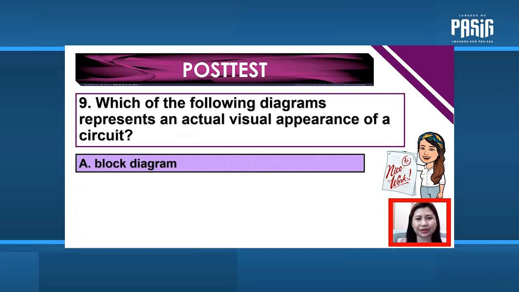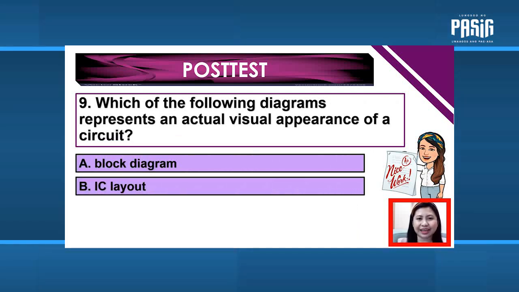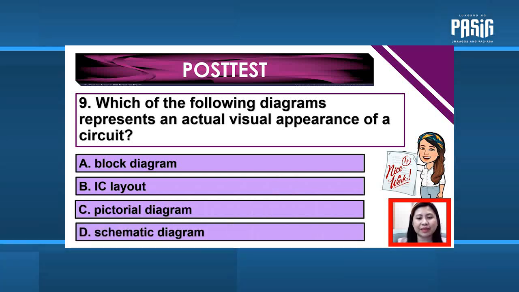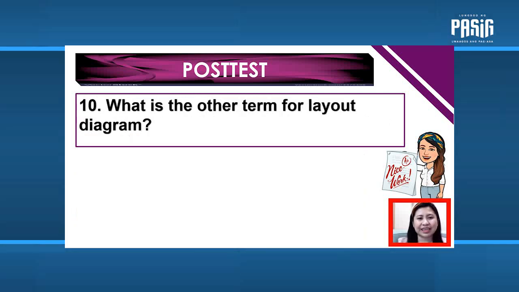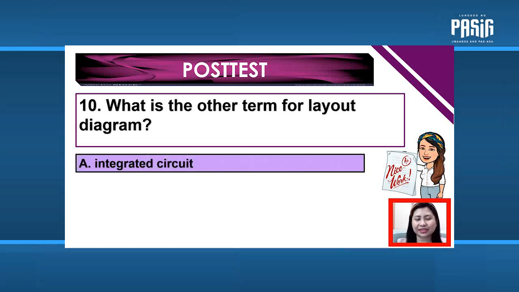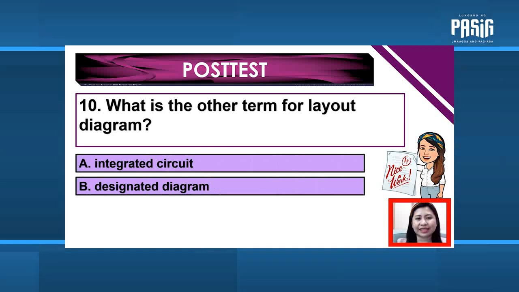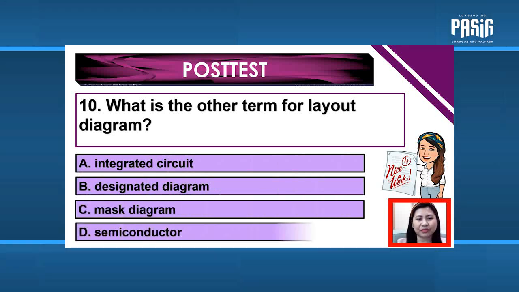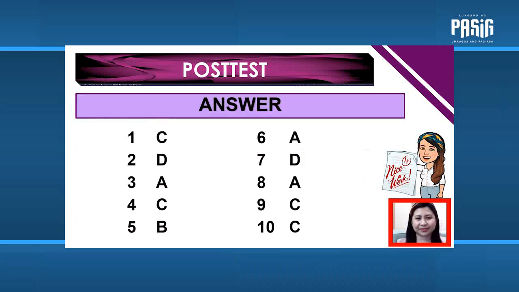9. Which of the following diagrams represents an actual visual appearance of a circuit? A. Block diagram. B. IC layout. C. Pictorial diagram. Or D. Schematic diagram. And for the last number, 10. What is the other term for layout diagram? A. Integrated circuit. B. Designated diagram. C. Mask diagram. Or D. Semiconductor. Now let us see if all your answers are correct.